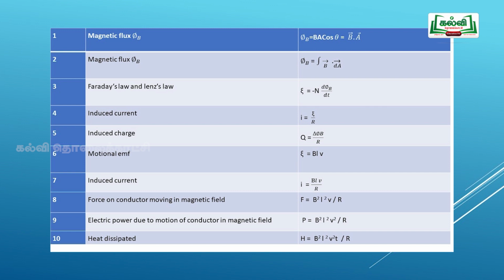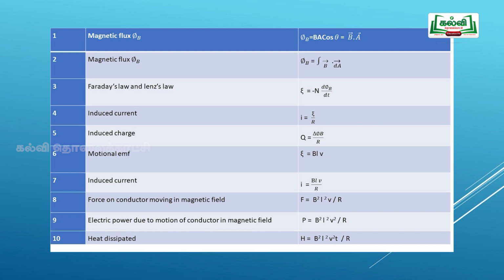What is force? It is BIL. Actually, to represent it vectorially, it is I into L cross B. You have done it in your third chapter. So, BIL, B into I. What is I here? BLV by R into L. If you multiply, you get B square L square V by R. Then power. Power is nothing but voltage into current. So, here you have BLV and here you have BLV by R, multiply them, then you get B square L square V square by R.